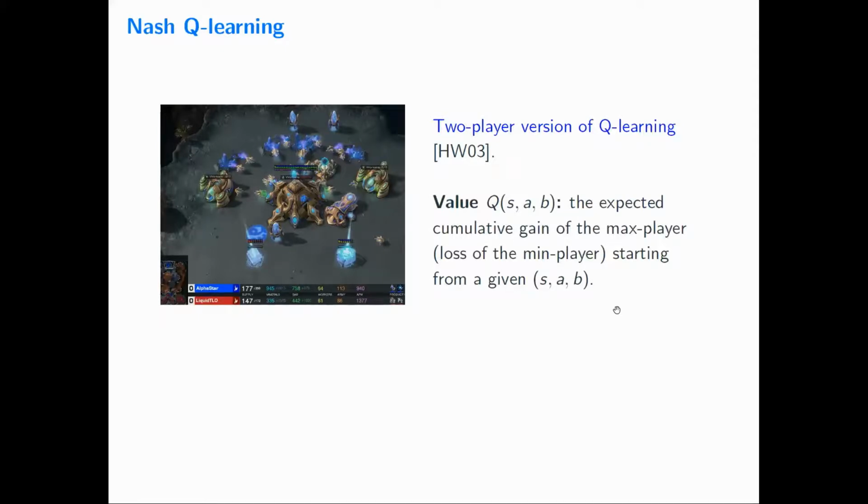In this case, the most important quantity to quantify the potential reward in the future is the Q-value function, which is defined for each state-action tuple S, A, and B separately. This is the expected cumulative gain of the max player, or equivalently, the loss of the min player, because we are essentially playing a zero-sum game, starting from a given tuple S, A, and B.